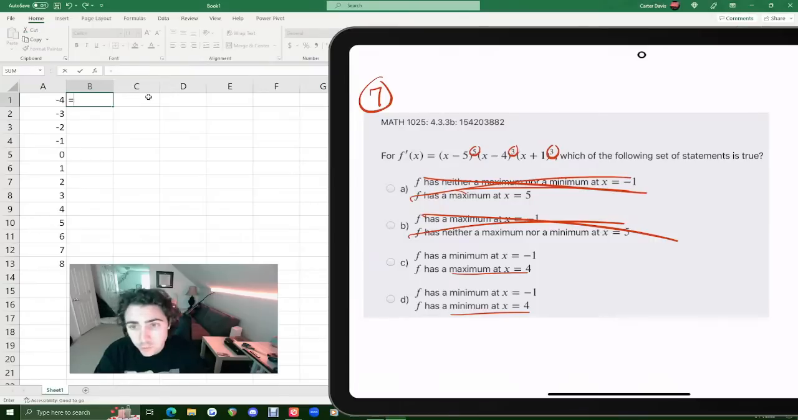So what we're going to do is actually input this f prime function, okay? So we're going to do equals, in parentheses, x minus 5. Anywhere you see x, we're doing a1, so a1 minus 5, raised to the 5th, times, in parentheses, a1 minus 4, raised to the 3rd, times, in parentheses, a1 plus 1, raised to the 3rd, and that should be it.